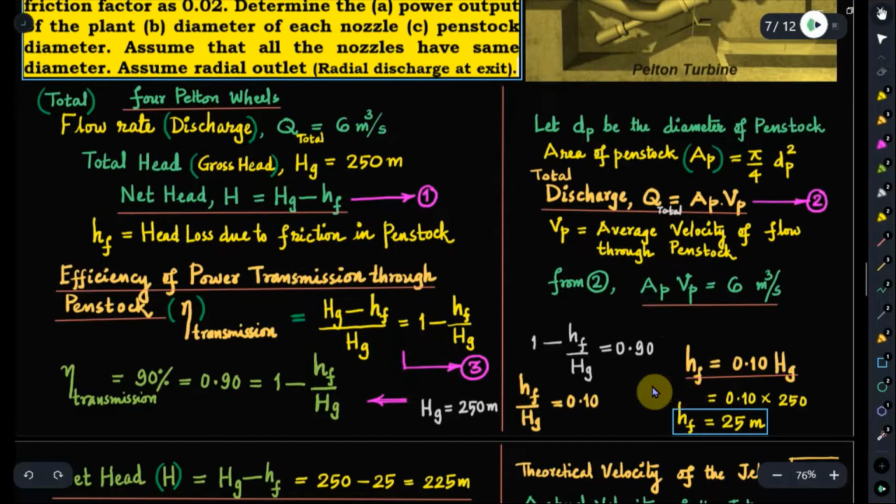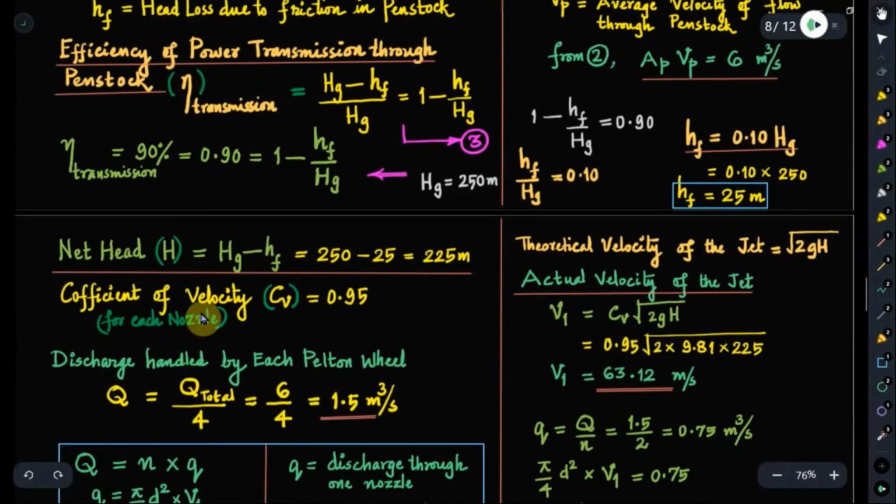So that definitely means the net head available for producing useful work, capital H, is equal to 250 minus 25, that is 225 meters. Now, the coefficient of velocity, you can assume that it is 0.95, that is given in the question for each nozzle. So what is the use of coefficient of velocity? Coefficient of velocity for the nozzle we can utilize in finding the actual velocity of the jet coming out of the nozzle. Now each turbine has 2 jets and we have 4 such turbines.